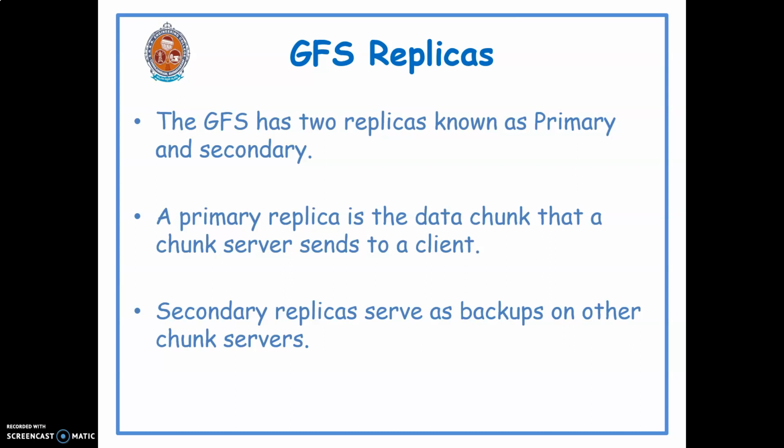GFS replicas. The GFS has two replicas known as primary and secondary replicas. A primary replica is the data chunk that a chunk server sends to a client. Secondary replicas serve as backups on other chunk servers. The master server decides which chunks act as primary or secondary. If the client makes changes to the data in the chunk, then the secondary replicas have to copy the new chunk of the primary chunk server to stay in its current state.